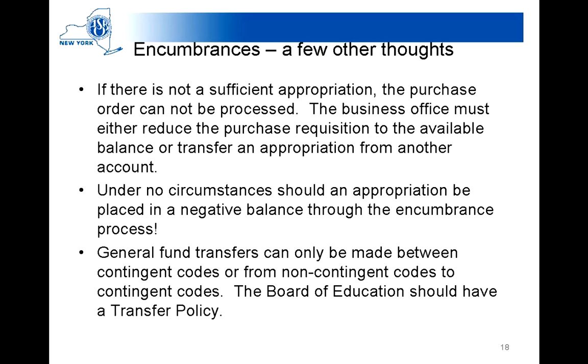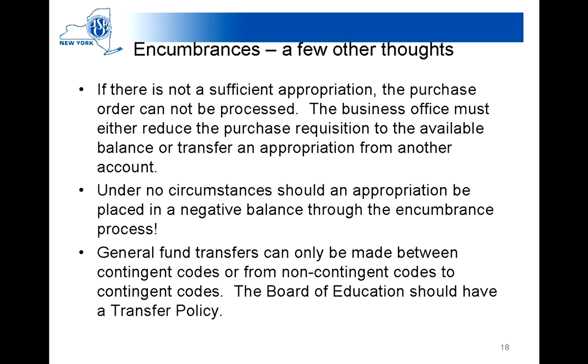And when the internal auditor comes in, not the external now, the internal auditor, he'll take a look at those budget status reports to make sure that in all cases there are no negative balances. When there is, that draws a red flag, and that's a problem that has to be addressed by management and right away. Now they can approve transfers between contingent codes or from non-contingent codes to contingent codes.